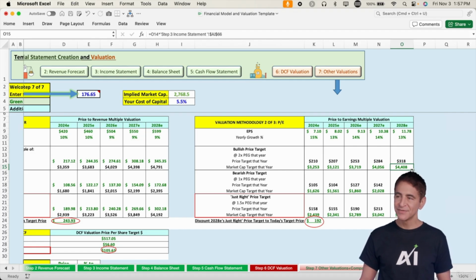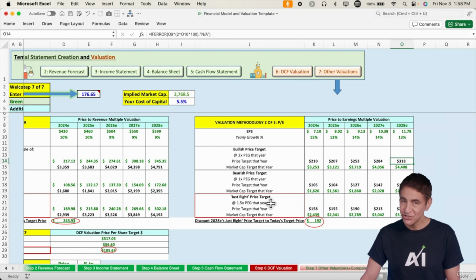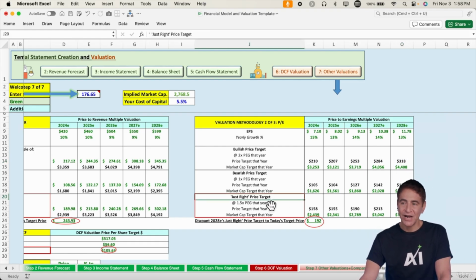Very bullish. Why is that very bullish? Because it's actually using 2 times the growth rate. So it's 26 times earnings. I think Apple now is 27 times or something. Yeah. So that's what it would calculate at, 2 times. And then here you get the market cap, which can be calculated by using the price target and the number of shares. Now, the just right target price, I had it here at 1.5 times.